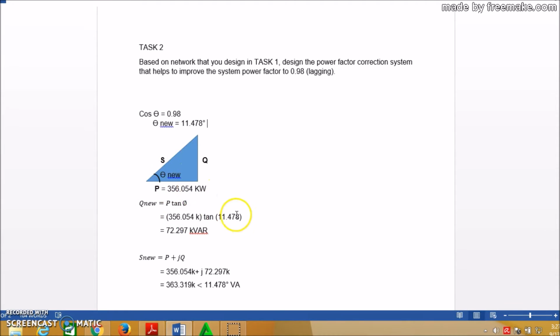356.04454. This is the value that we get from the calculation from task 1, and tan, and this is the value of theta. So the answer is 72.297 kVAR.